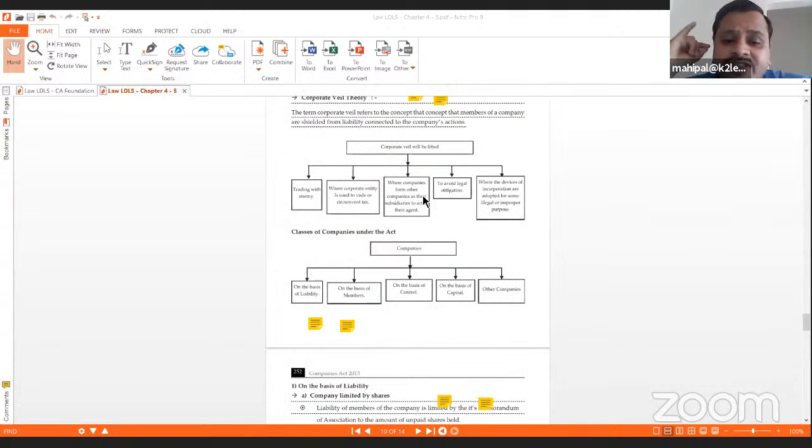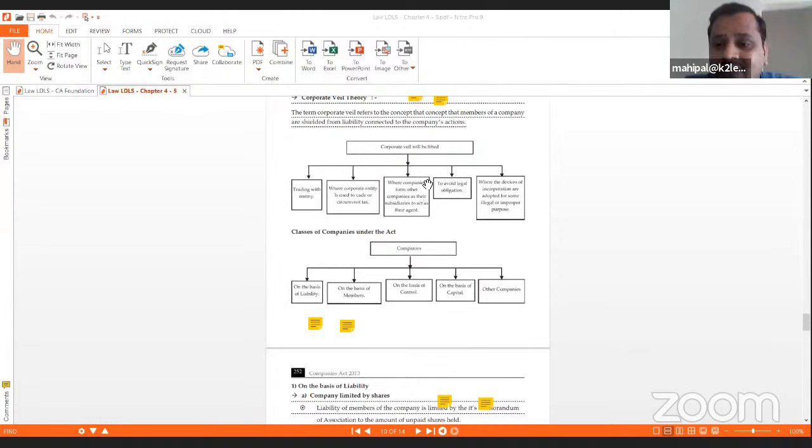If the company is trading with the enemy, where the corporate entity is used to evade taxes, where the company or other companies have a subsidiary to act as an agent to avoid legal obligations, where the device of incorporation is adopted for some illegal or improper purposes. So these are the various circumstances under which the court will lift the corporate veil and dig into the person who is really running the show.